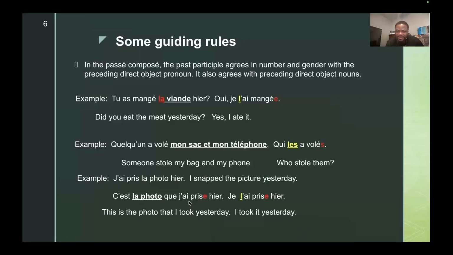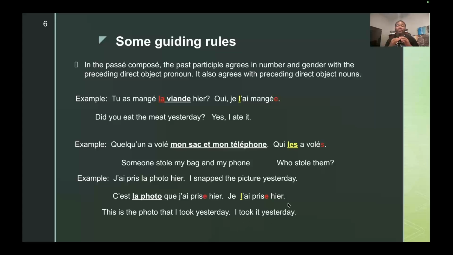Now, if we look at this sentence here, we say, j'ai pris quoi? I took what? La photo. And that la photo is found before the verb. So for that reason, the past participle agrees with la photo. Feminine, and then it takes E. C'est la photo que j'ai prise hier. Je l'ai prise hier. I took it yesterday. J'ai pris quoi? I took what? L', which is la photo, so it takes E.